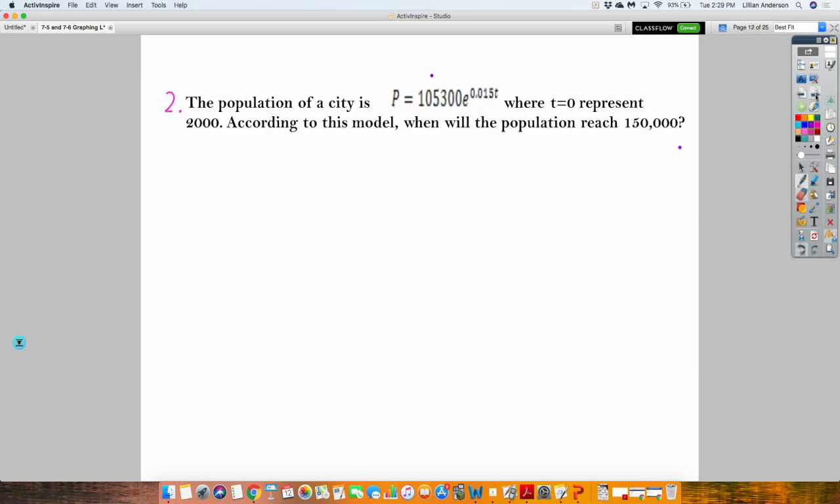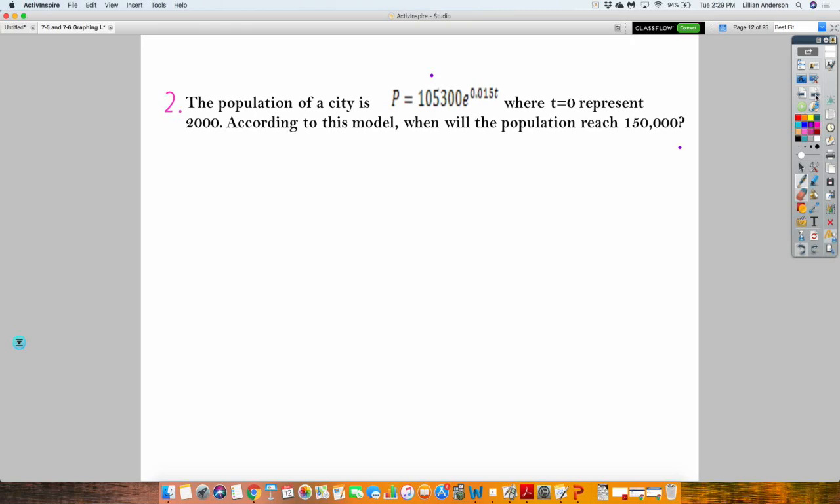The population of a city is given to you. It's not given on your paper, so you need to write it down. P of T equals 105,300 e to the 0.015 T. Please make sure you write down that equation, it is not written on your paper. Where T equals 0 represents 2000. According to this model, when will the population reach 150,000 people? Yes? The exponent is 0.015 T.